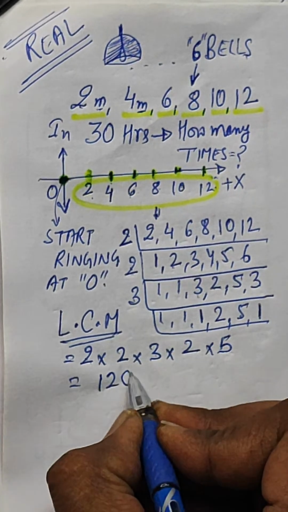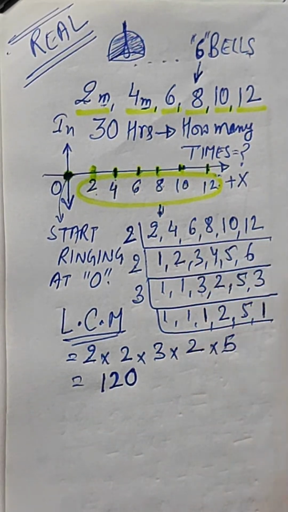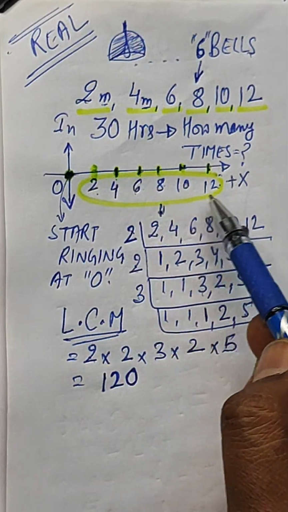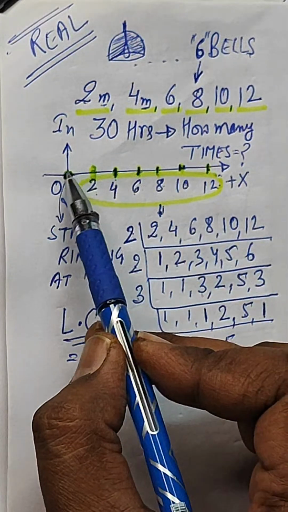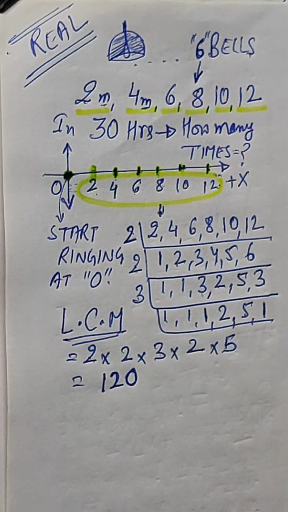So 120. After 120 minutes of time, all these bells will come to this origin. This condition will be regenerated. You mean to say why?